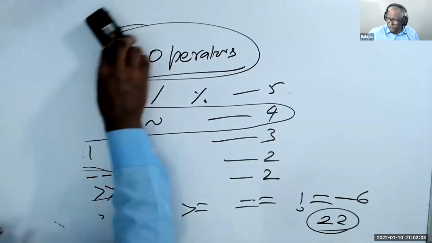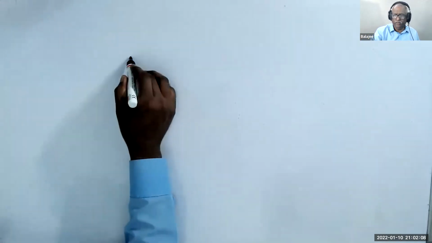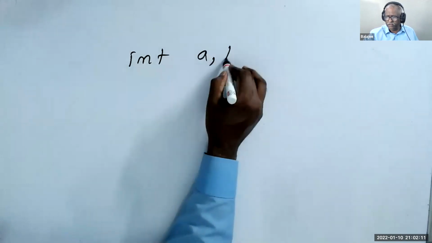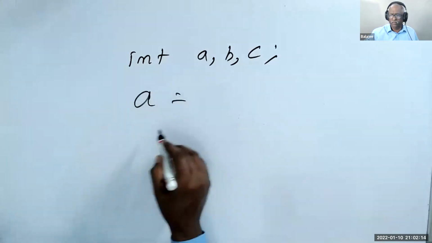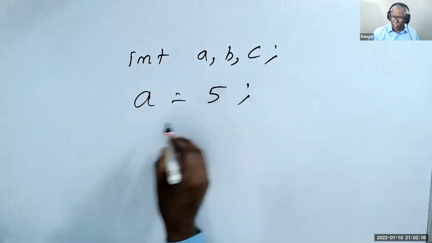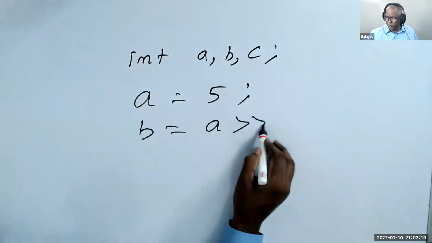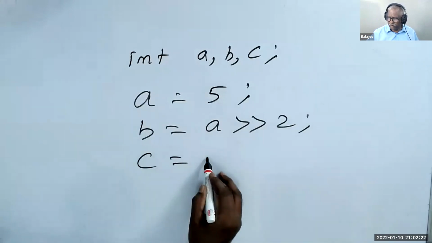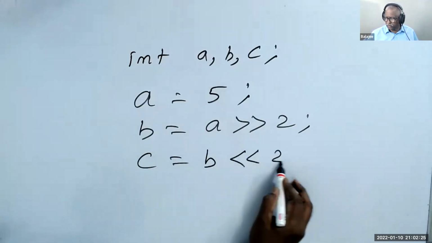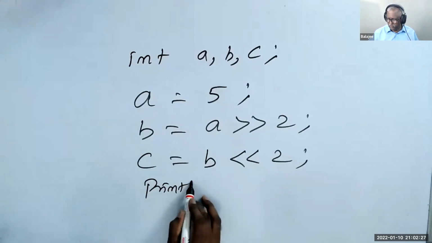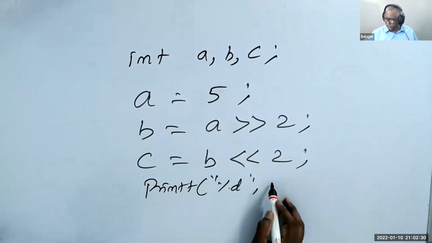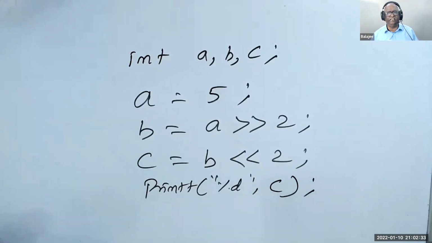For example, now, if I ask one last question: int A, B, C. A is equal to 5. B is equal to A right shift by 2. C is equal to B left shift by 2. Printf percentage d, comma, C. If you can get the answer within 10 seconds, that is the level you should come to. Can you give an answer? 10 seconds. You understand.